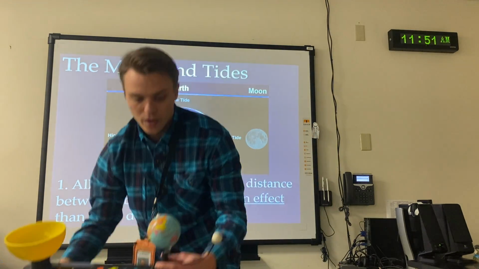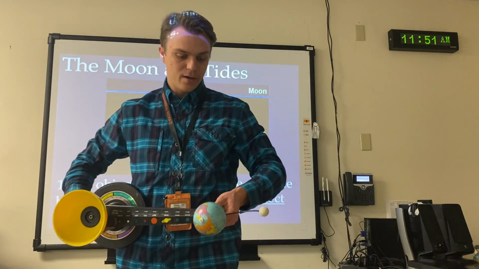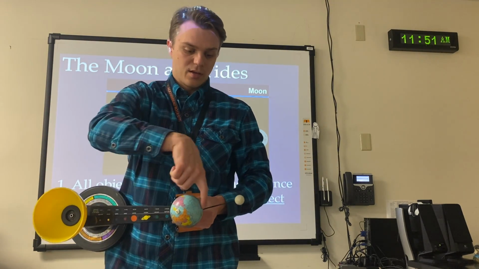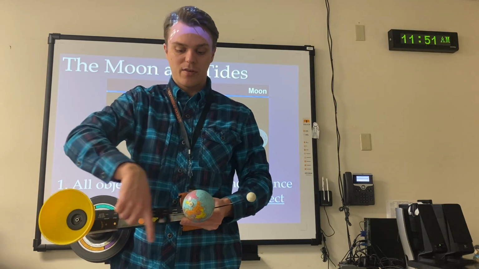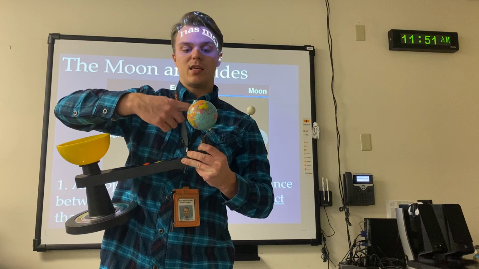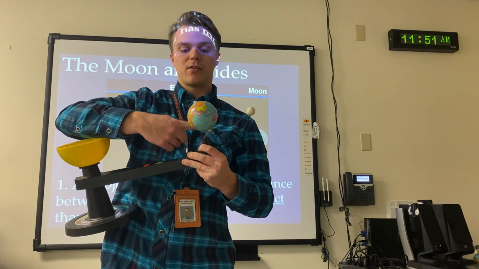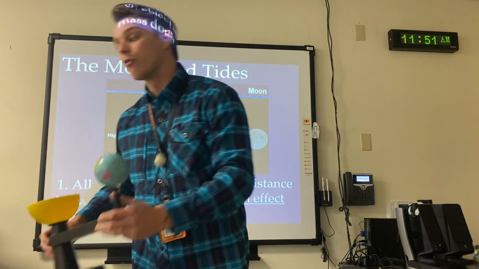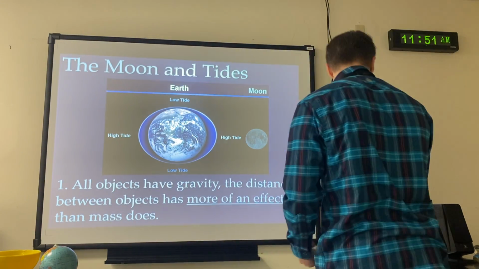So where would our high tides be for this example? We would have a high tide that is right here underneath the moon, and we have another high tide on the opposite side from the moon. So this area here in the middle is not going to have a high tide. This is going to be our low tides, all right?